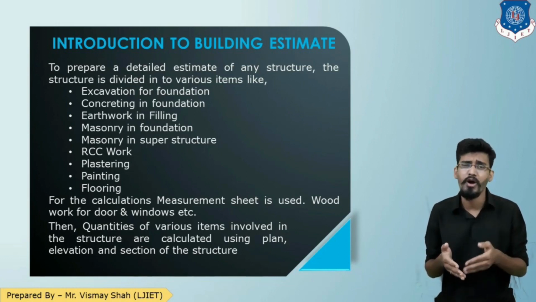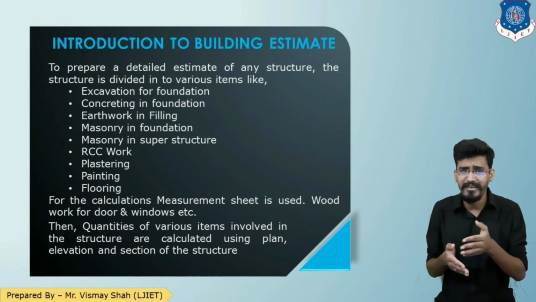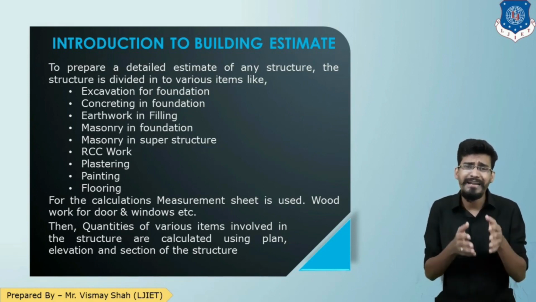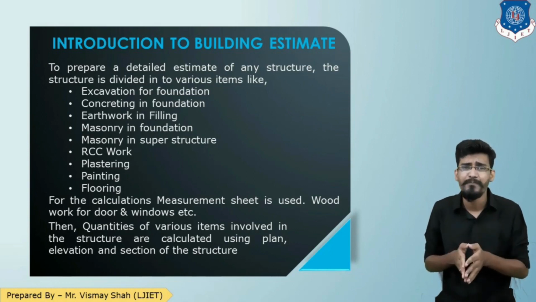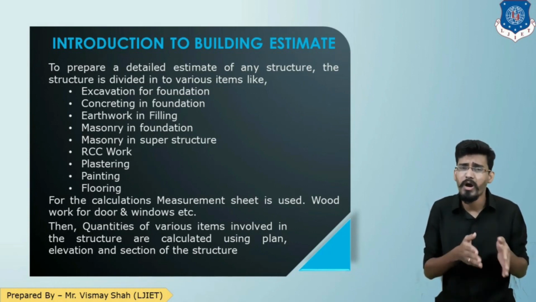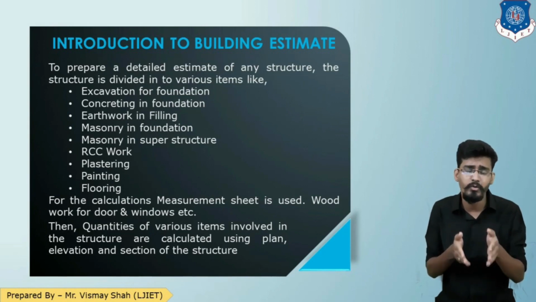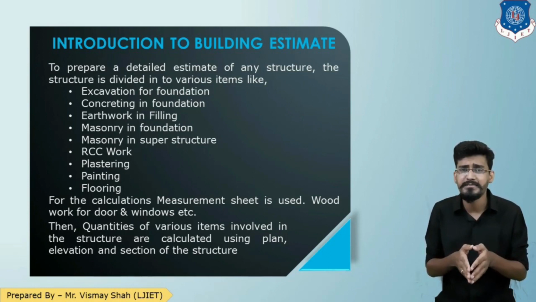From the excavation to the lock and key of a house, everything can be measured in some quantities in different units. So once you divide your entire structure into various components like this, the quantities are worked out from the plan, elevation, and section of the structure. First you need to decide what quantity you want to calculate. Then you have to work out the dimensions from plan, elevation, and section. And to calculate the quantities, measurement sheets are used.